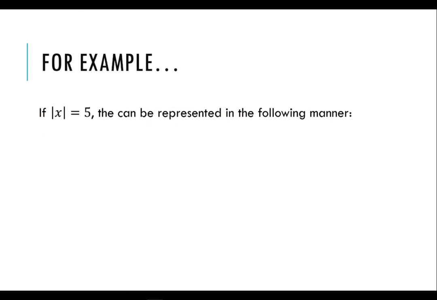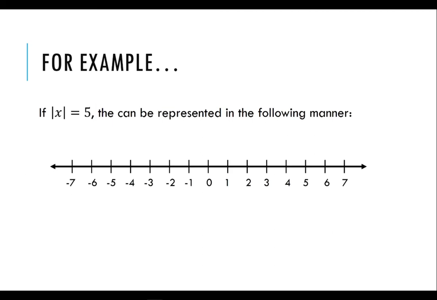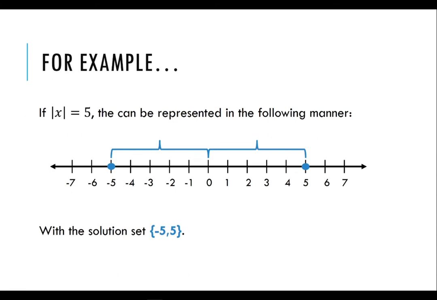So for example, if we have the absolute value of x being equal to 5, well, the truth is you're trying to ask what numbers are a distance of 5 from 0. Of course, 5 is a distance of 5 from 0, but so is negative 5. Negative 5 is also a distance of 5 from 0. And so with that, the solution set will be negative 5 and 5.